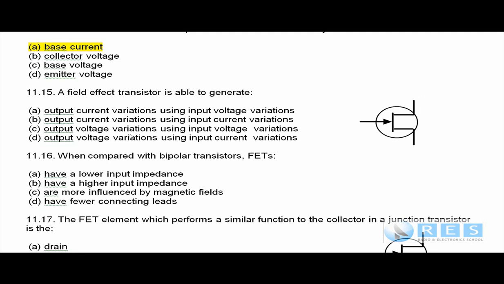So let's have a look at our answers. Output current variations using input voltage variations. It is changes of voltage on the gate that produce changes of current in the source drain circuit. So the correct answer is output changes of current using input changes of voltage.